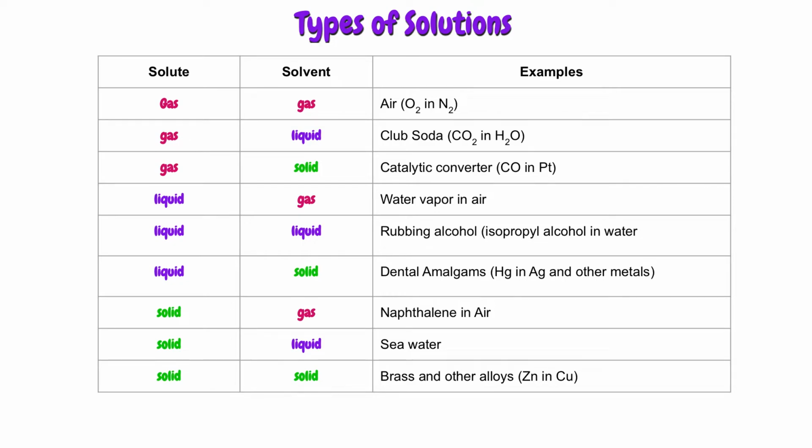Here's a chart of different types of solutions. So you can have your solute be gas, liquid, or solid, and your solvent can actually be a gas, liquid, or solid. So you can have gas and liquid, gas and solid, liquid gas, liquid liquid, liquid solid. And so here are various examples of what those look like.